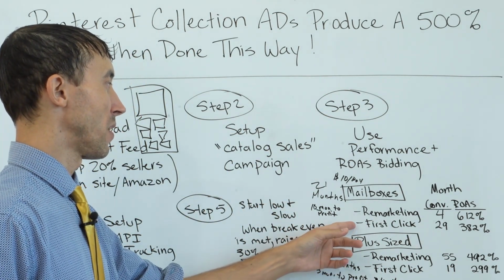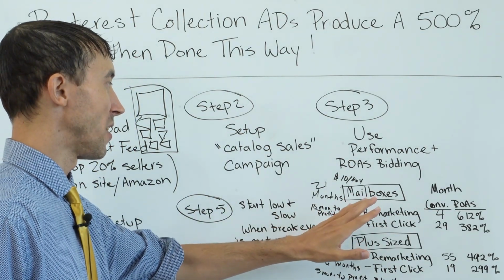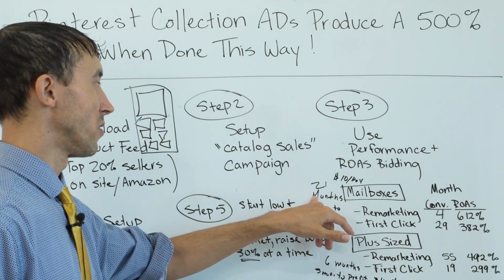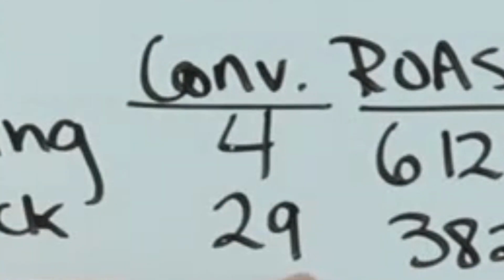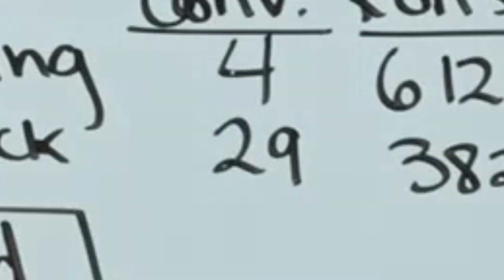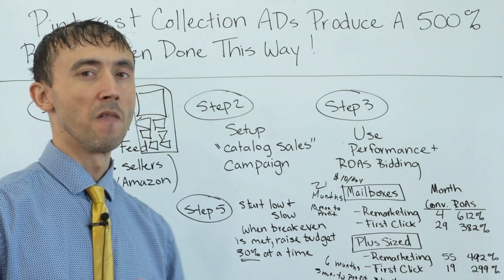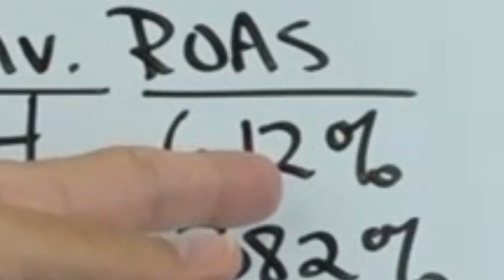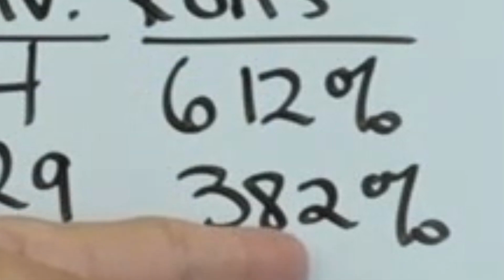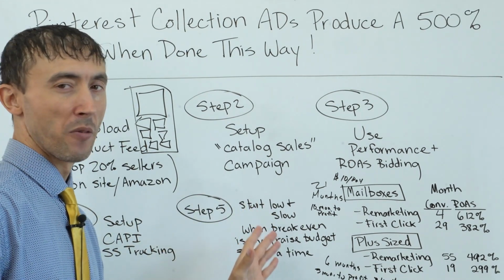So for the mailbox company, on the last month where I pulled the data, and this was after 21 months of running the campaign already, we had 29 conversions on remarketing and the so-called first click audience that we had targeting people looking at mailboxes, and specifically the type of mailbox that we sold. ROAS of 612% on the remarketing. ROAS on the first click advertising of 382%, which ROAS is just ROI if you don't already know that. So that is the results we got with the mailbox company.